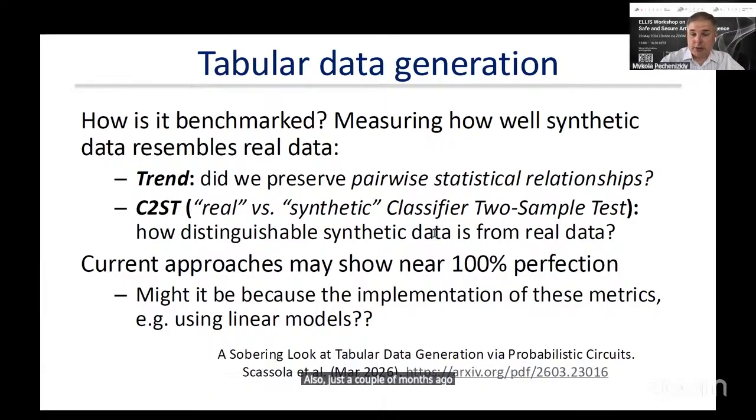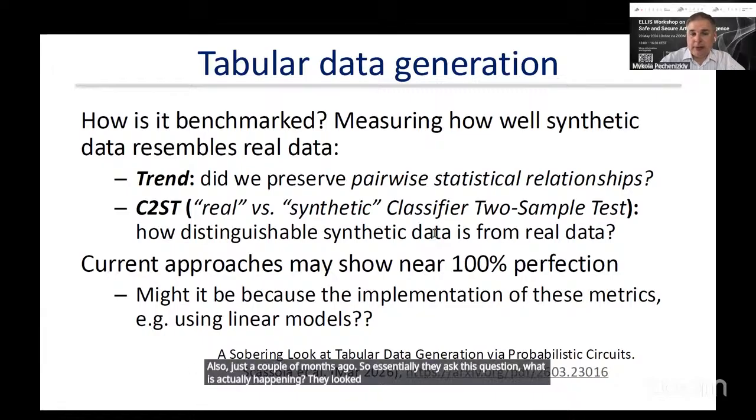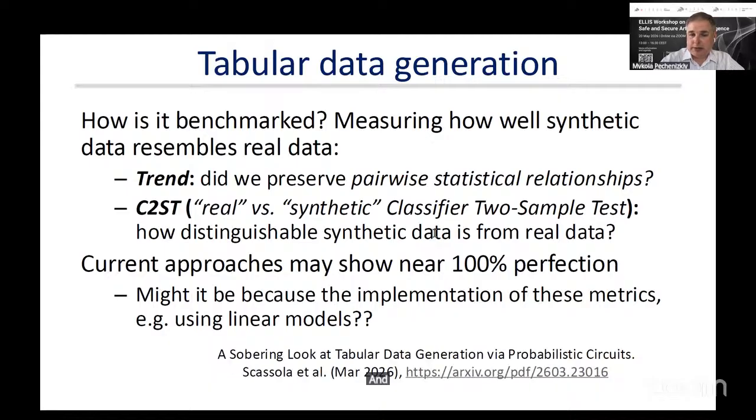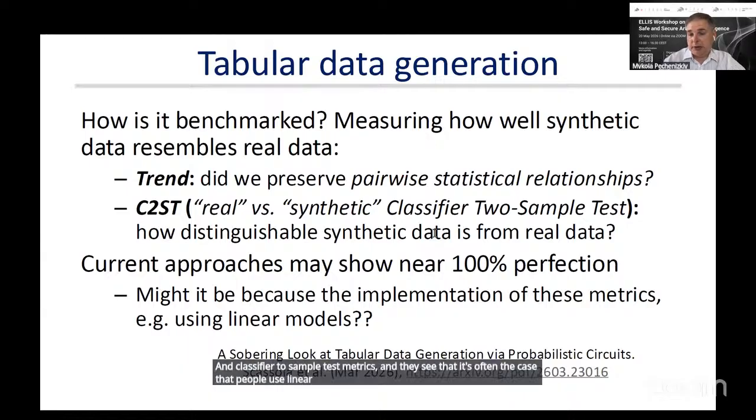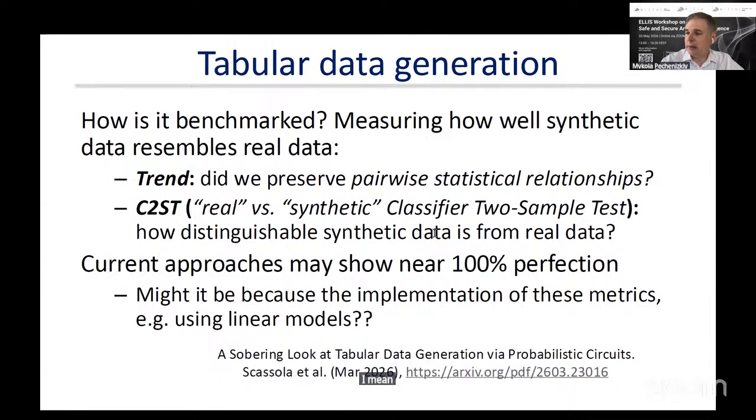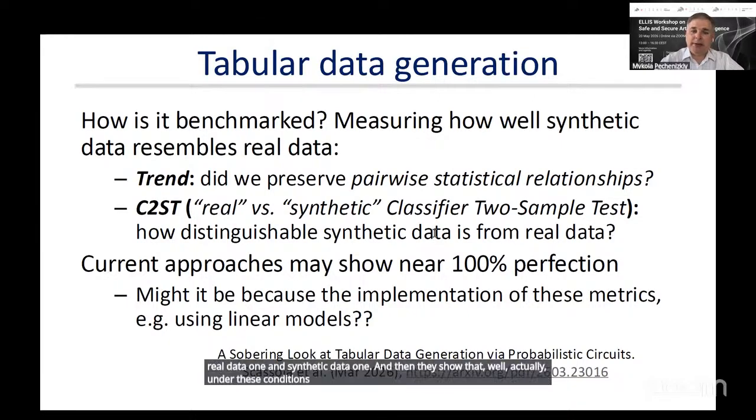Essentially they asked the question, what is actually happening? They looked into the implementation of trend and classifier two-sample test metrics. And they see that it's often the case that people use linear models, so they measure correlation and nothing nonlinear. They also often use a linear classifier to test whether samples are distinguishable from each other, I mean, real data and synthetic data. And then they show that, actually, under these conditions, we get misleading results.